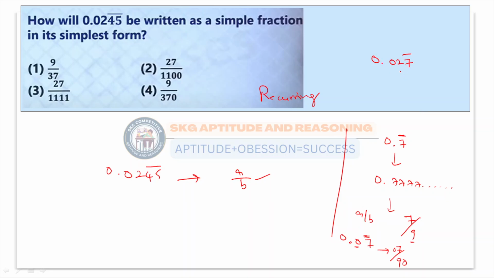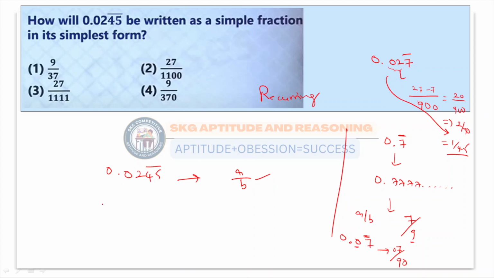Suppose it is like 0.027 with a bar on 7. It can be written like this. Here the bar is on one place, so take one 9. And before the bar, how many values are present? Two values are present, so take 2 zeros, and 27 minus 2. So this can be written as 25 divided by 900. This whole fraction can be written as 1 by 36. So the value of 0.027 with a bar on 7 can be written as 1 by 36.